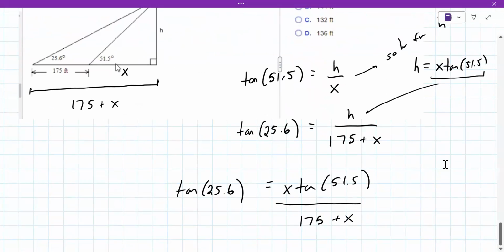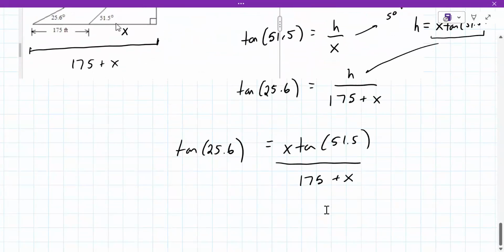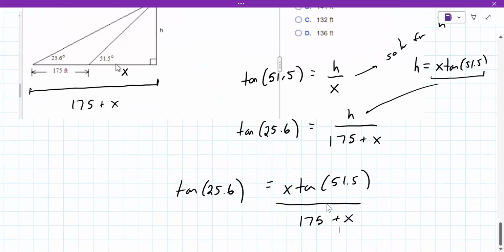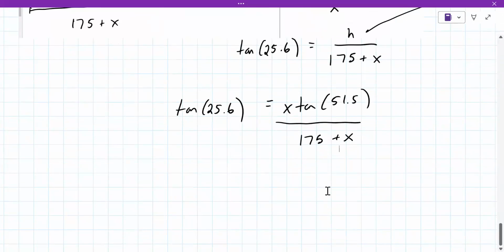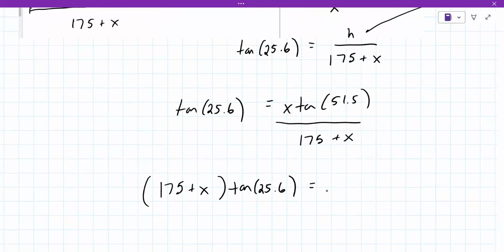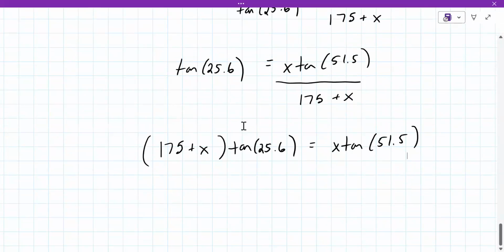This one's a little bit long. Do you want me to keep going and solving it from here? Yeah, I haven't written it down yet because I'm just gonna write it down from the recording. Okay. So the next step here is to multiply both sides by the bottom, 175 plus X times tangent 25.6 equals X tangent 51.5. And then you multiply both of these by the tangent. So it's gonna be 175 tangent 25.6. And at any point you could calculate tangent 25.6 and tangent 51.5 to 4 decimal places.